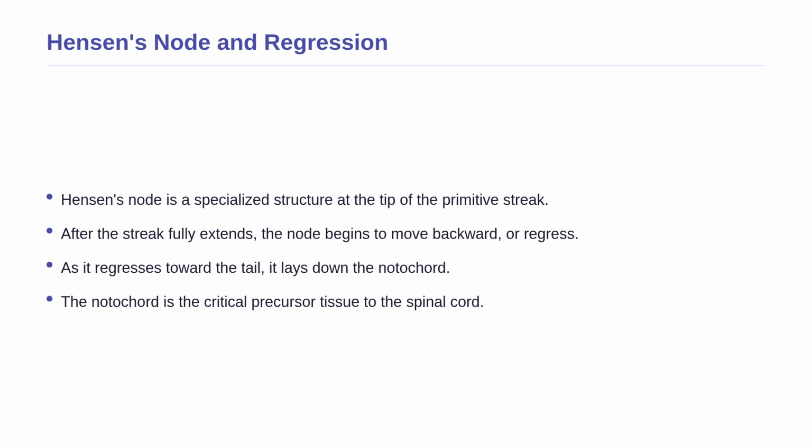As it travels backward, it leaves a trail of specialized tissue in its wake, much like a paving machine laying down asphalt. This trail is the notochord, which is the direct precursor to the spinal cord and surrounding vertebrae. Tracking the movement of Henson's node is absolutely critical for biologists because it tells us exactly when and where the central nervous system is being constructed.